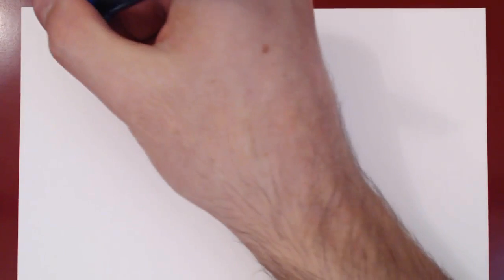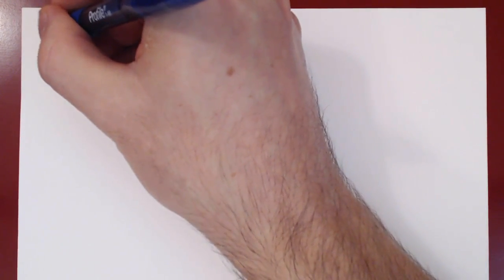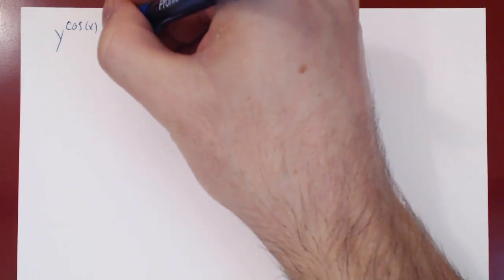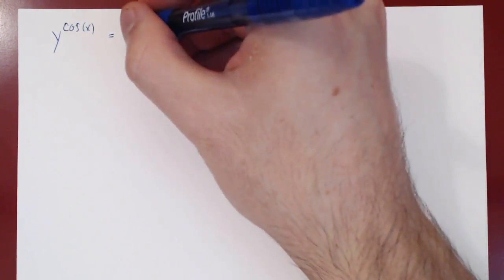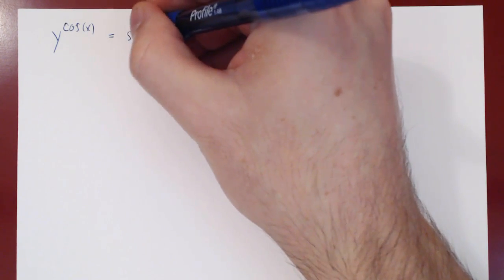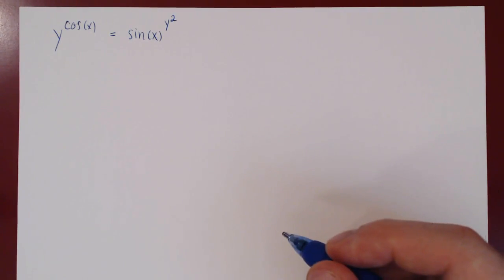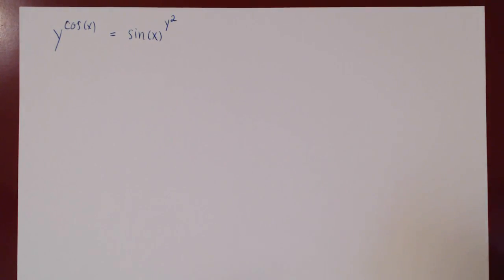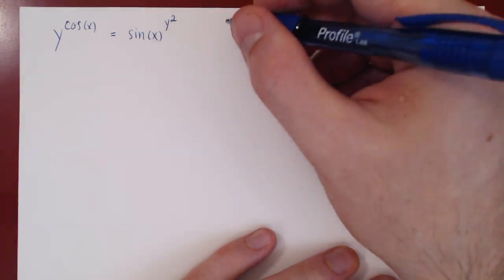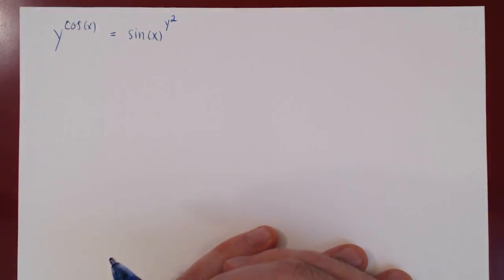So suppose we have the following curve, and this will be a curve because it will not be y equals a function of x, it will be an equation involving x's and y's. So what if we have this? Let's say y to the cos of x equals, say, sine of x to the power of y squared. So once again here, we cannot have y equals f of x explicitly, but we can still think of y as a function of x.